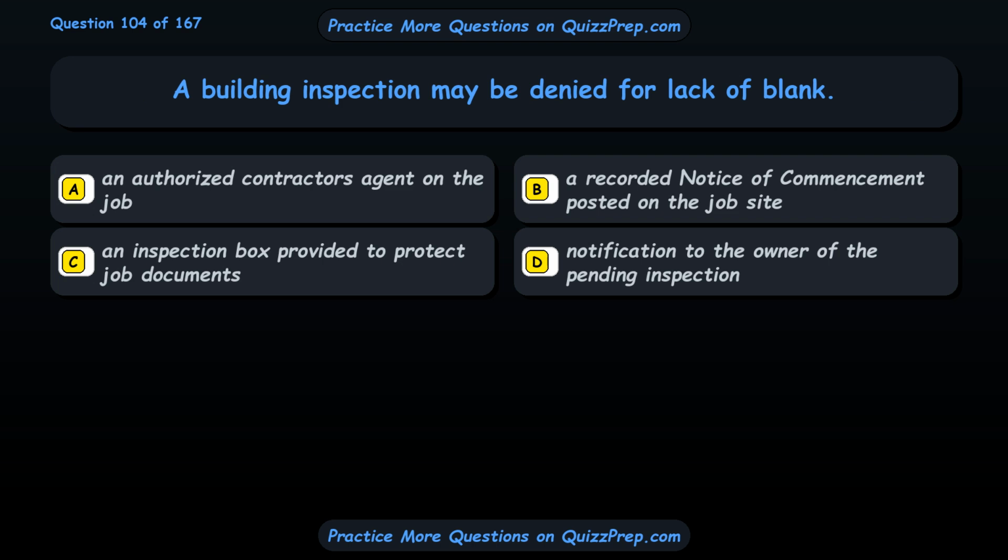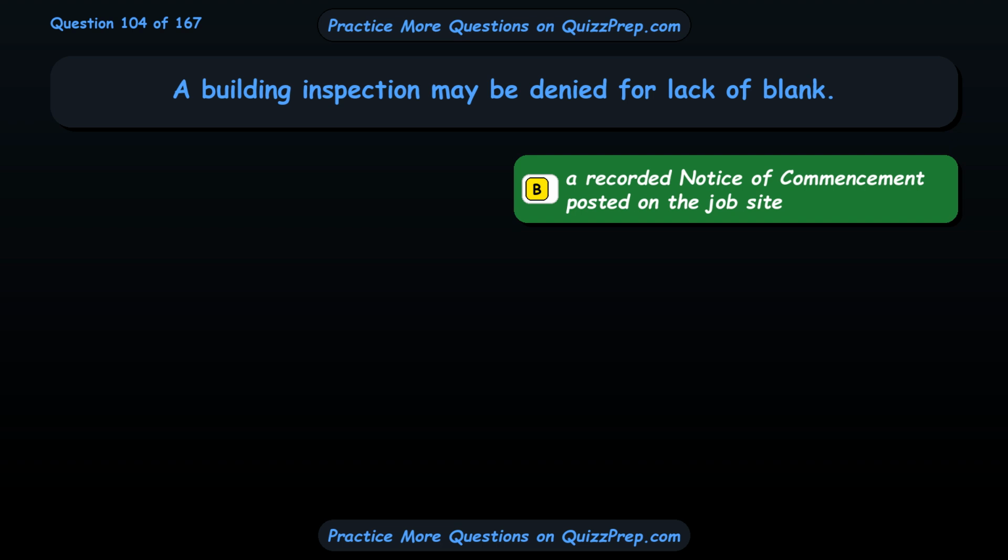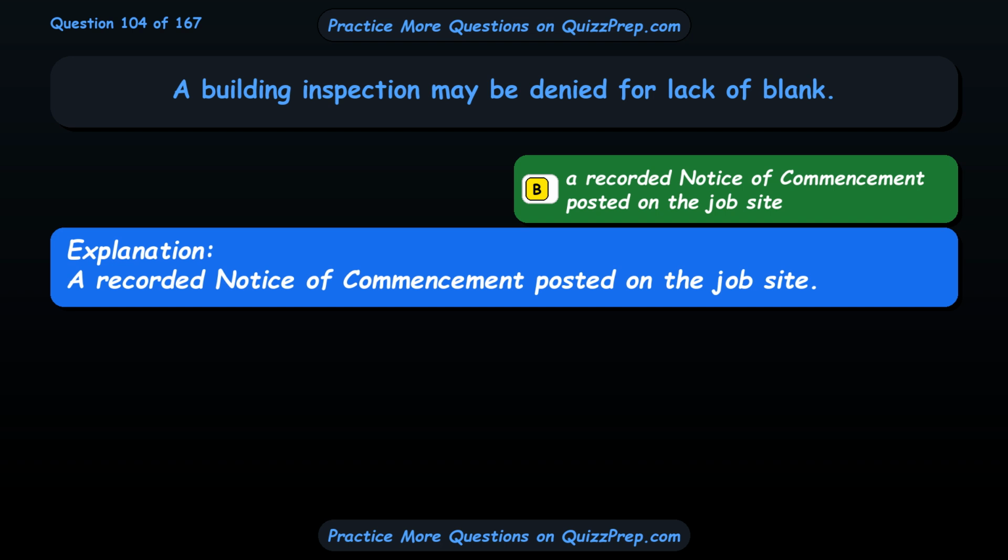Question 104. A building inspection may be denied for lack of blank. Option A, an authorized contractor's agent on the job. Option B, a recorded notice of commencement posted on the job site. Option C, an inspection box provided to protect job documents. Option D, notification to the owner of the pending inspection. The correct answer is option B, a recorded notice of commencement posted on the job site.